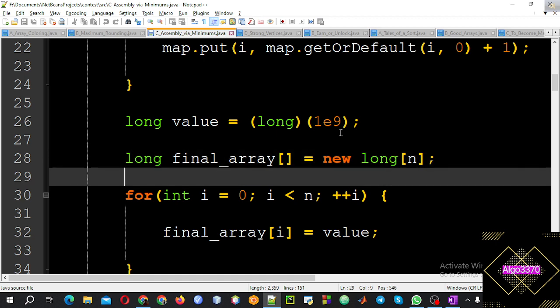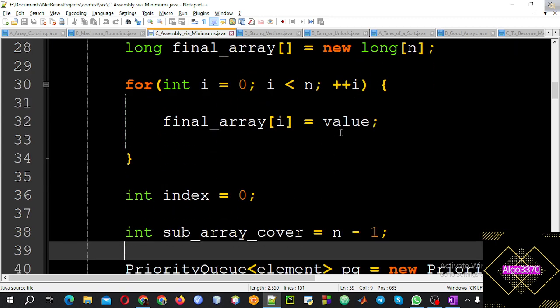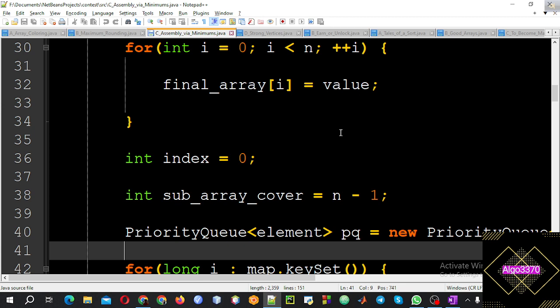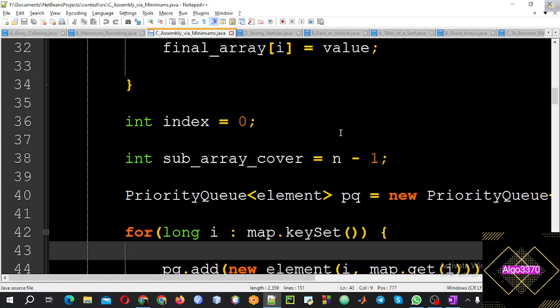The values at these indexes will be changed, and the elements that do not change we can keep as they are. Then our indexes will start from 0, and the first element will be compared with the n minus 1 other elements. So our subarray cover is n minus 1, and we will take another priority queue.